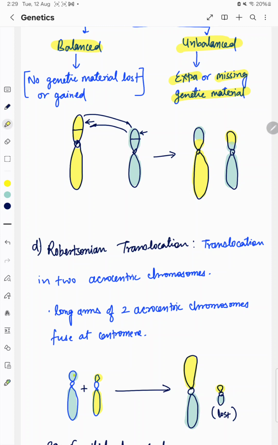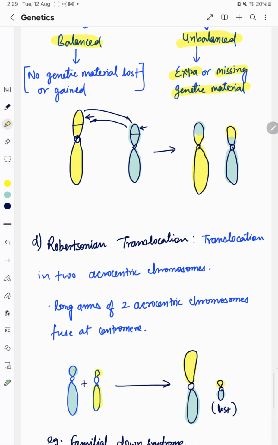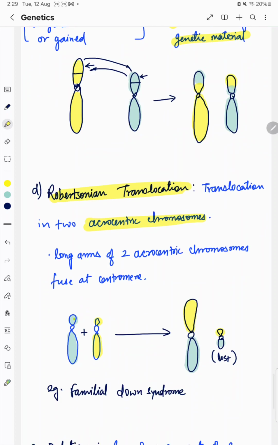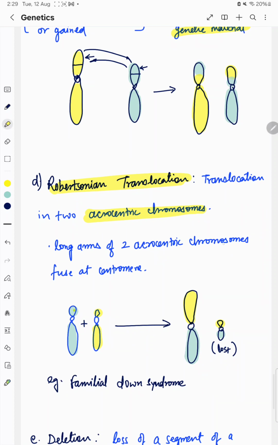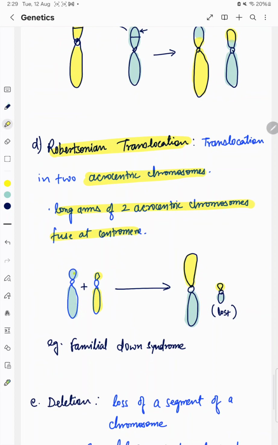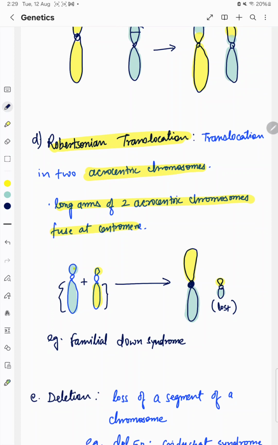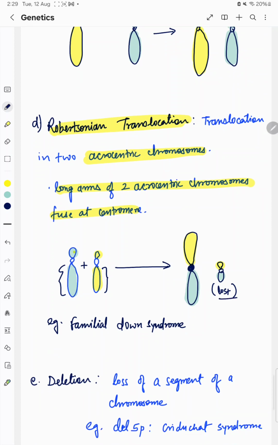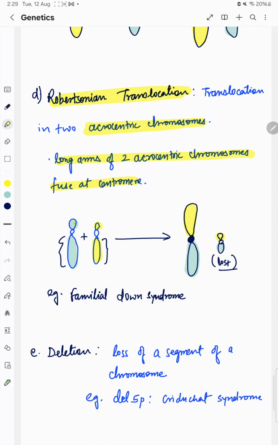One of the subtypes of translocation is Robertsonian translocation. Translocation involving two acrocentric chromosomes, in which the long arms of the two acrocentric chromosomes fuse at the centromere, and the small arms along with a small part of the centromere are lost. This is seen in familial Down syndrome.